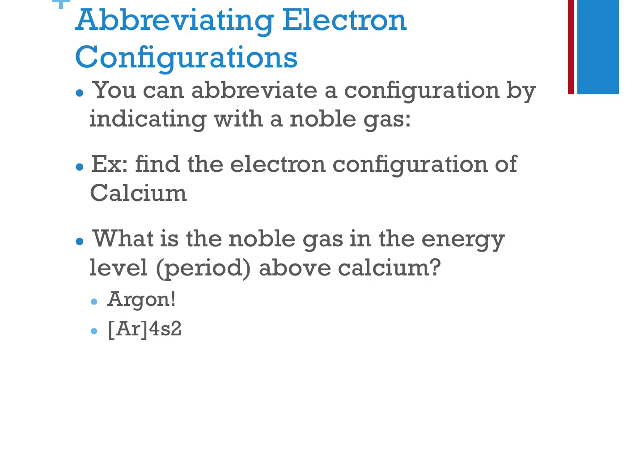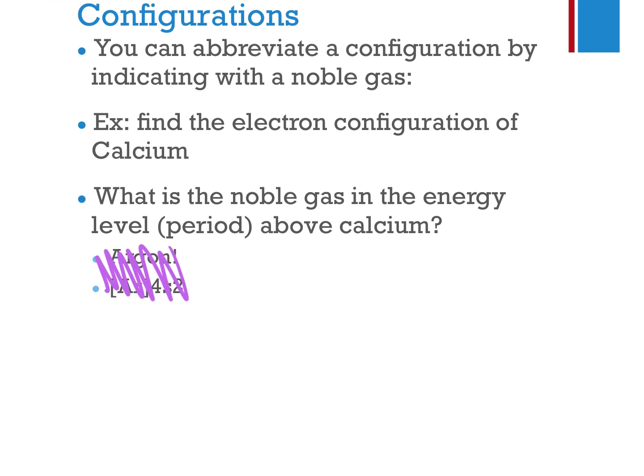So let's say that we wanted to find the electron configuration of calcium, and we're going to abbreviate it. So let's find where calcium is. Right here. What's the noble gas that comes before calcium? Argon. So argon's electron configuration and calcium's configuration are the same up to that point. So we put argon in parentheses, right? If we're trying to find calcium, we put argon in parentheses and we say it's the same as argon plus 4s2.